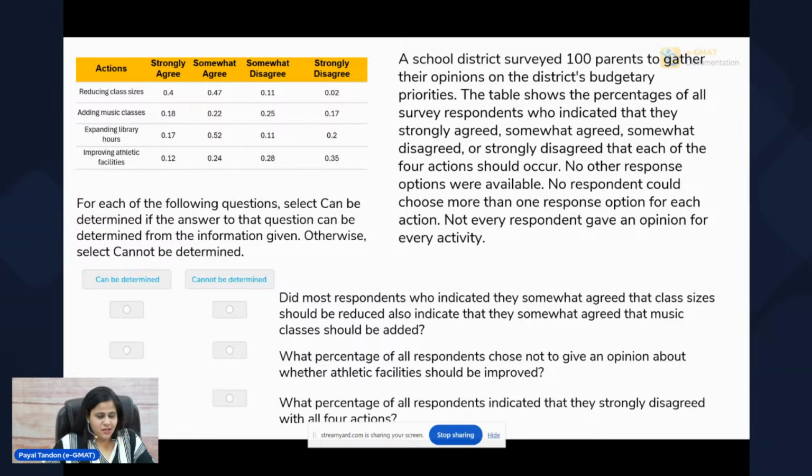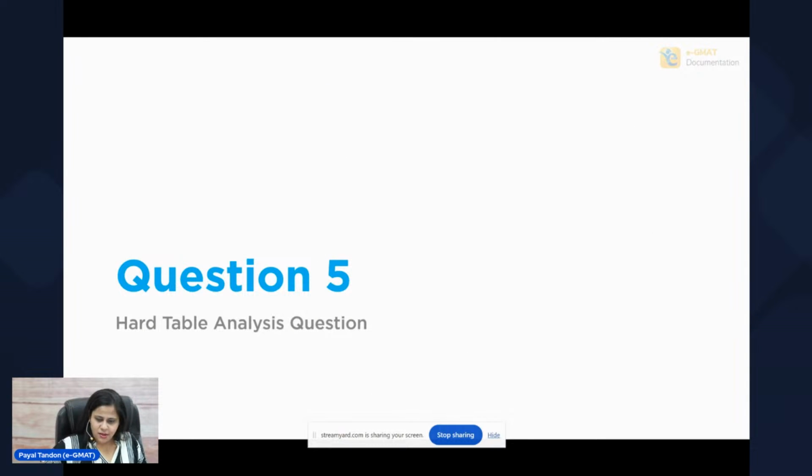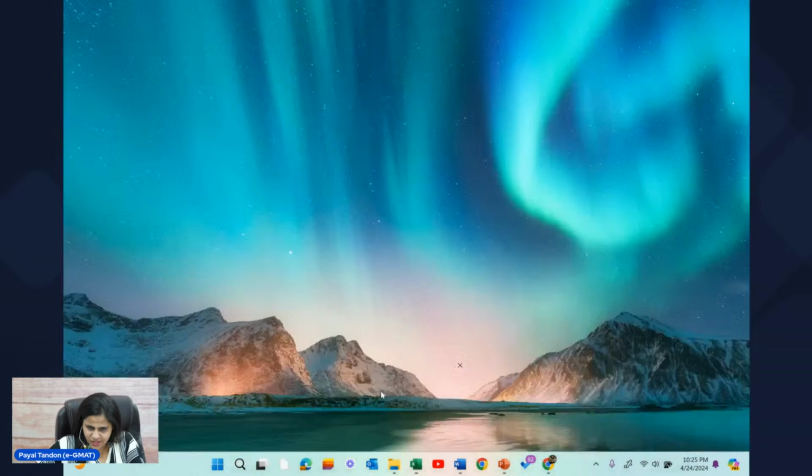Let's solve this. So again, as I said, this question also has the overlap aspect over here, and overlap aspect is happening with both statements 1 and 3, but there is something that makes statement 1 can be determined and makes statement 3 cannot be determined. And over here this is can be determined. Now why is that the case? Let's understand. Let's go back to the table. Question 5.